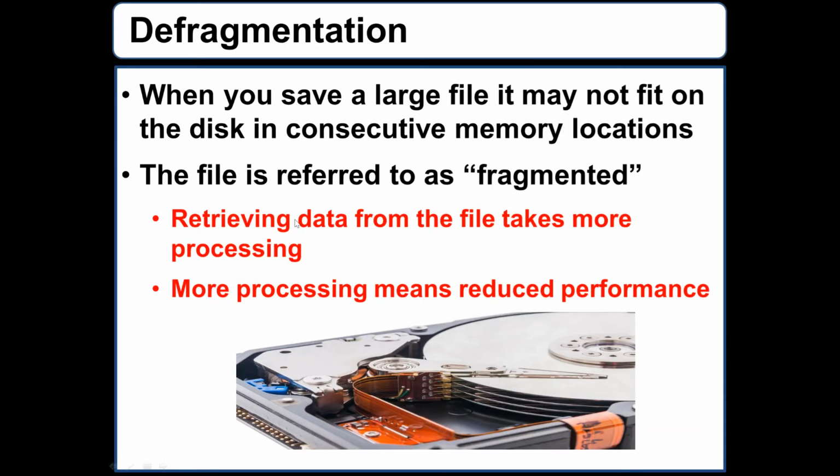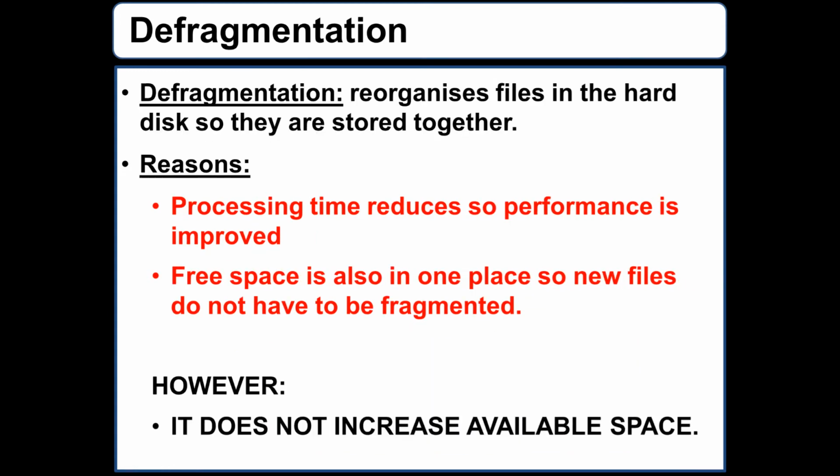Then we have defragmentation, which is the hardest part here. When you save a large file and it may not fit on a disk, we can use defragmentation to sort it out. It will not be stored in consecutive memory locations. The read head spins around the disk, and if a file is stored everywhere around that disk, it will take a long time to read all of that data. Retrieving data from the file takes more processing, and more processing means reduced performance, meaning the computer will run slower. So defragmentation will reorganize the files on the hard disk so they're all stored together.